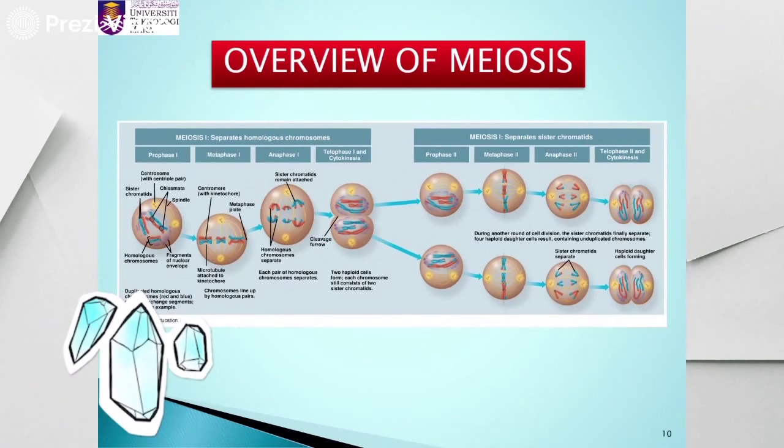This is the overview of meiosis. Meiosis has two stages, meiosis 1 and meiosis 2. However, both also have 4 main phases, such as prophase, metaphase, anaphase, and telophase. Meiosis 1 consists of prophase 1, metaphase 1, anaphase 1, and telophase 1. Meiosis 2 consists of prophase 2, metaphase 2, anaphase 2, and telophase 2.